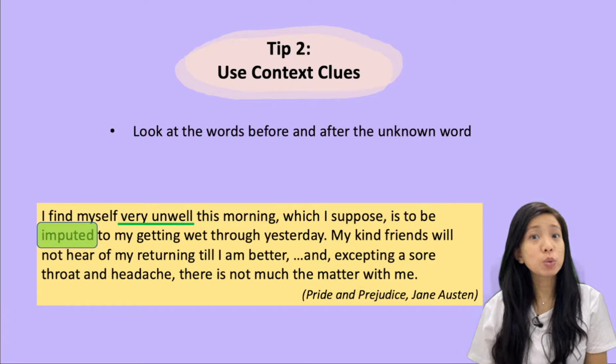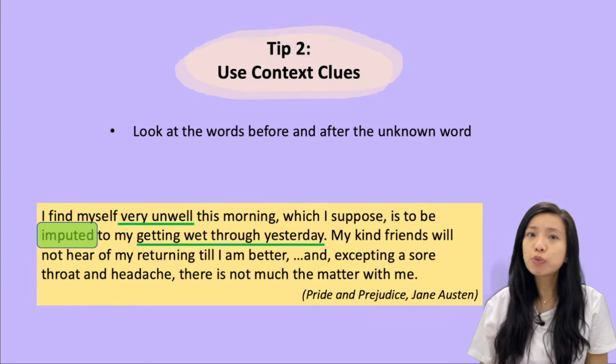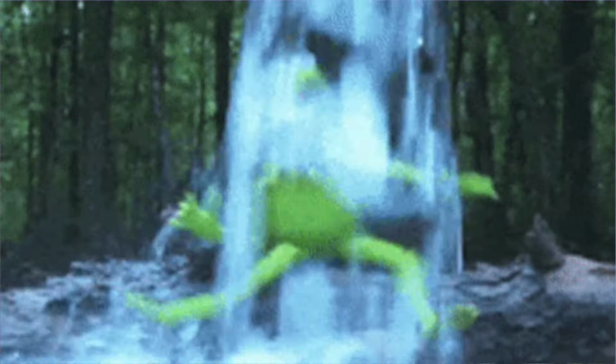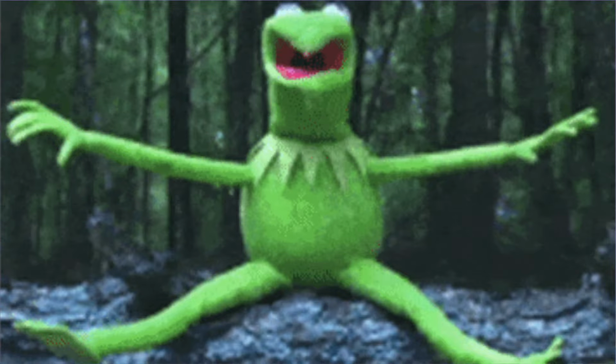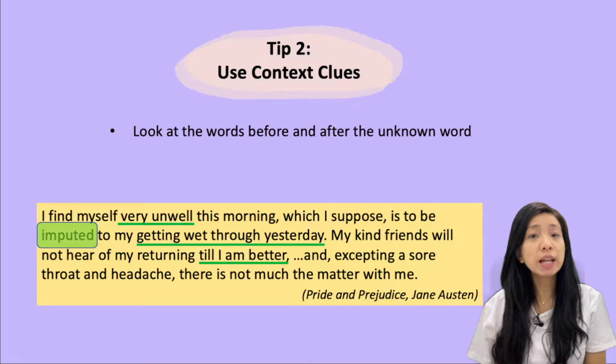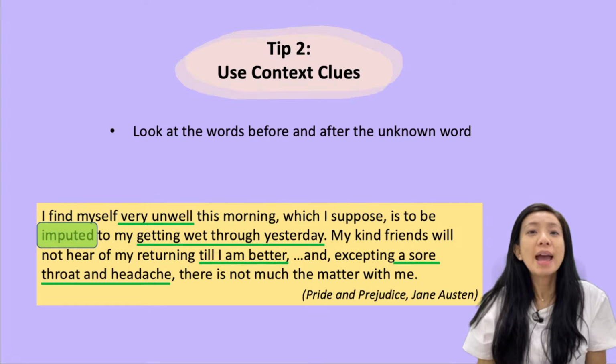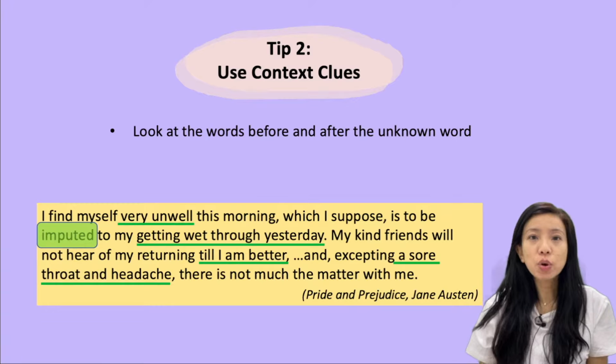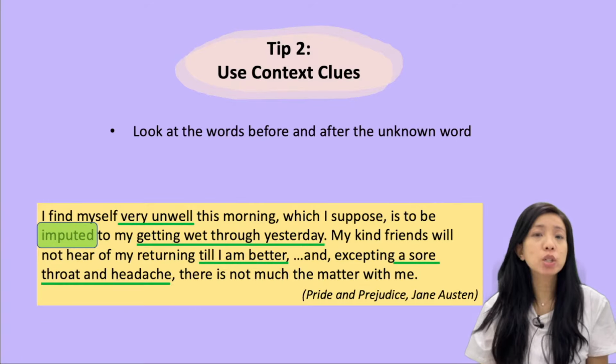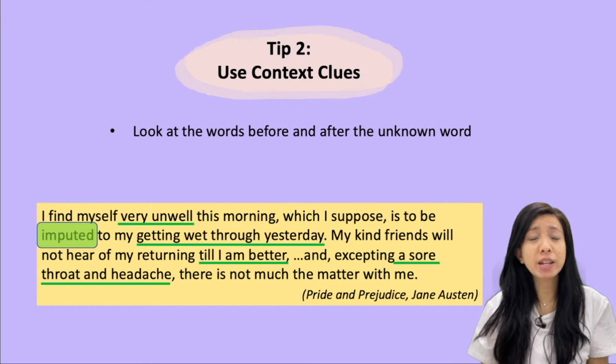The writer says that she was feeling very unwell, and probably the reason for that is because she got wet through. That means she got totally drenched the day before. She also talks about how she will not return until she's actually better. So this again links to how she's feeling unwell. And she also mentions that she has a sore throat and a headache. From the context clues that I've picked out, we know that this writer, she's not feeling well, and it's most likely because she got drenched in the rain the day before.